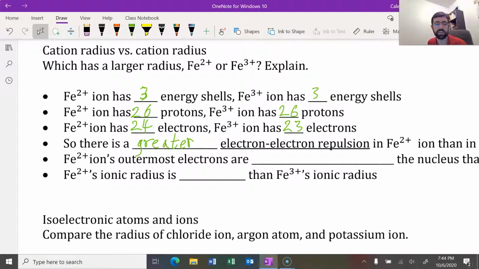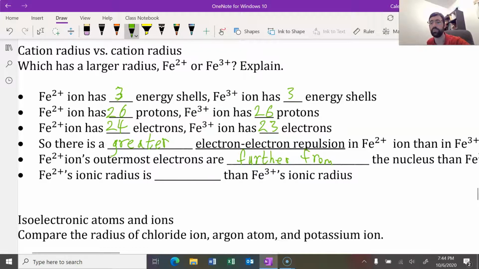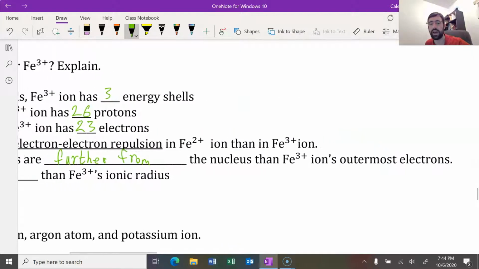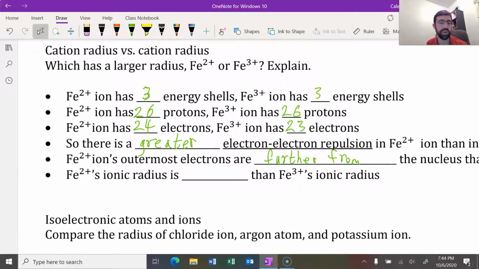And Fe2+ ion's outermost electrons are farther from the nucleus than Fe3+'s outermost electrons. Fe2+'s ionic radius is larger than Fe3+'s ionic radius. So you can pretty well deduce that the more positive one will be smaller than the less positive one.